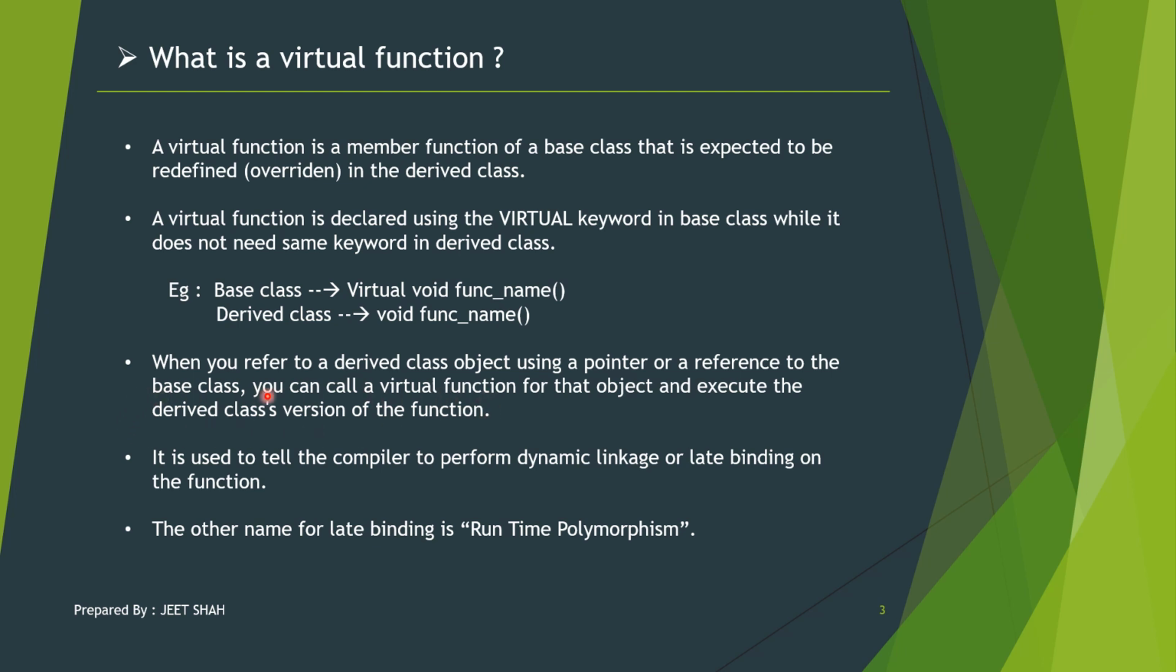It is used to tell the compiler to perform dynamic linkage or late binding in the function. The other name of late binding is runtime polymorphism. The late binding word itself says that the compiler at runtime will decide about the function which is to be executed. So now let's move on.